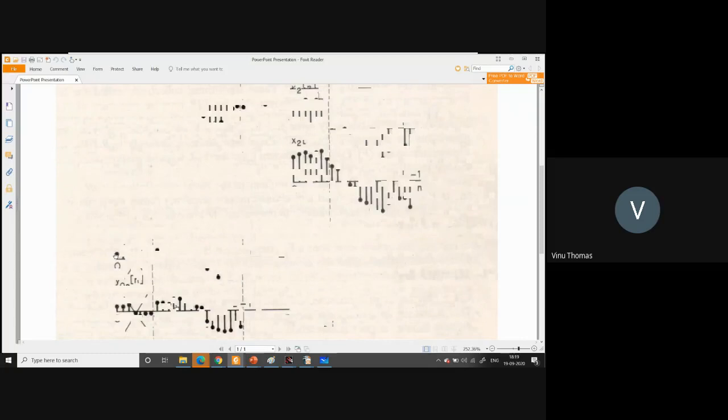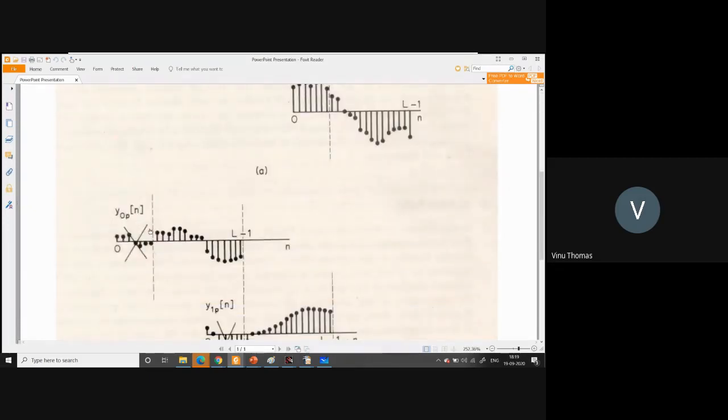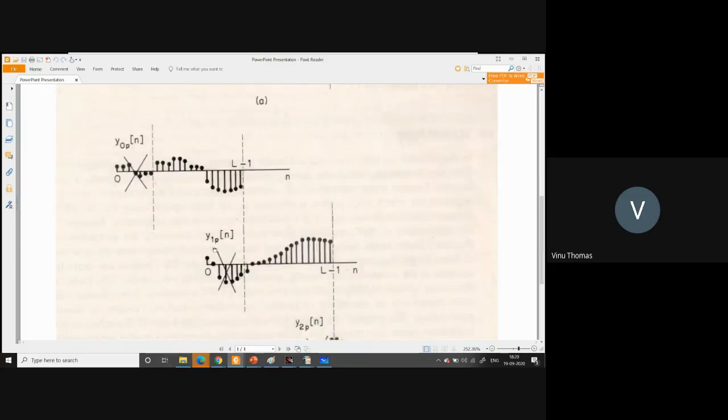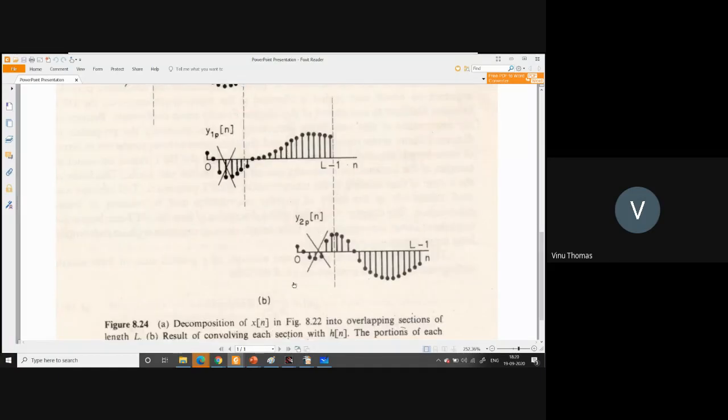In this circular convolution, Y0 P of n is the circular convolution of X0 of n and H of n. You see that the first P minus 1 samples are incorrect, and the samples from P minus 1 to L minus 1, that is L minus P plus 1 samples, are correct. So these samples are correct, same as the linear convolution output. Here again, these samples are incorrect and therefore can be discarded.